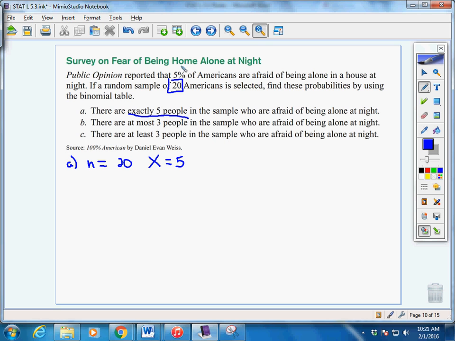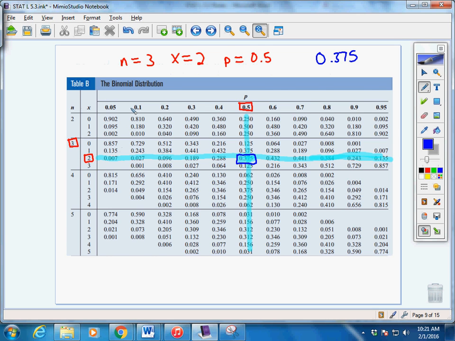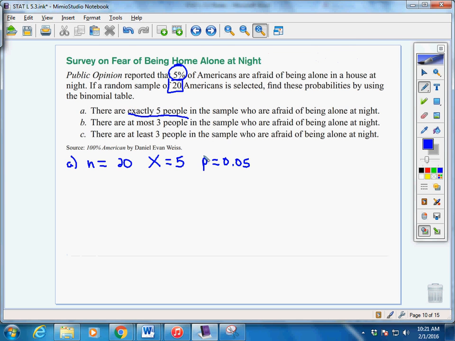And our probability is 5%. So if you were to grab your table, I'm going to write 5% as 0.05. And just like we did here, find your n, find your x, then find your probability and see where that meets. We get that the probability of exactly 5 people is going to be 0.002. Way easier if you have your table than trying to figure out all that using the formula. Not that we couldn't, but a little bit easier.